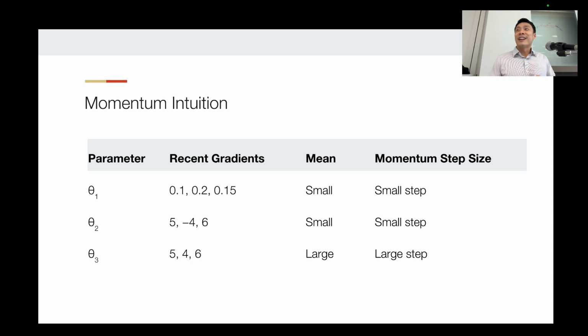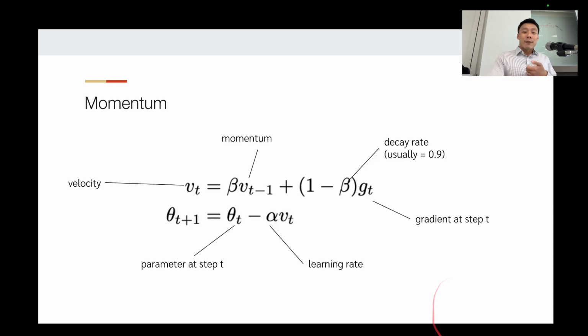You see in the next slide. Scary stuff. Okay, not that scary, I guess. Cool. So, the momentum algorithm computes something called velocity.